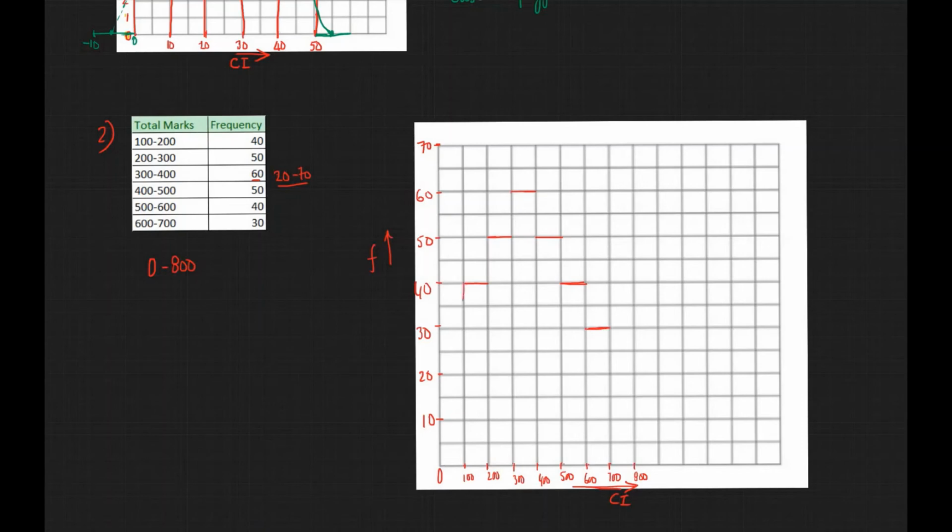So now we can close this graph. Let's close this. So this is our histogram representation. Sorry, these are not straight lines. You have to use scales to draw this.